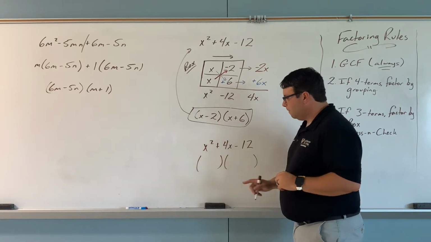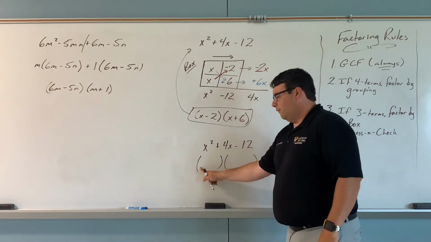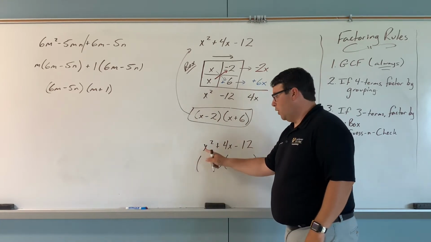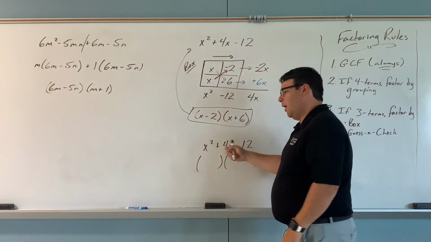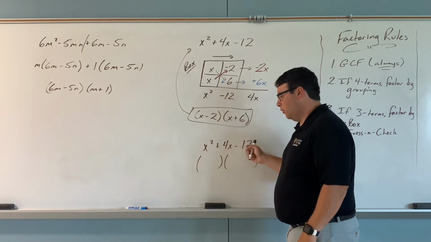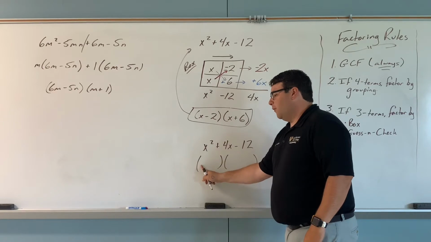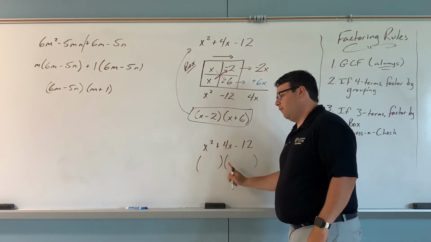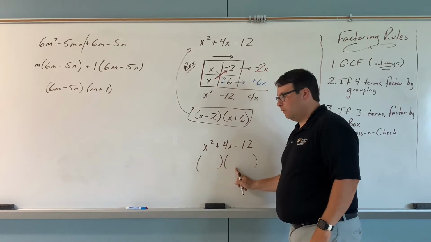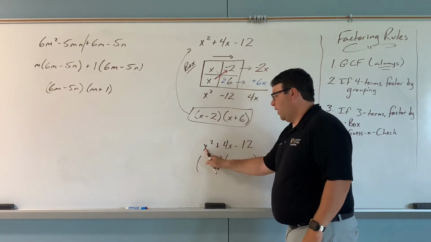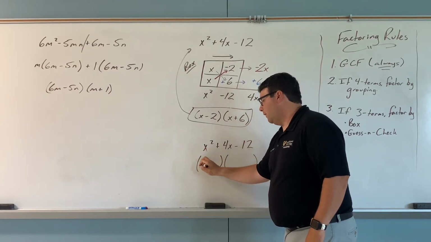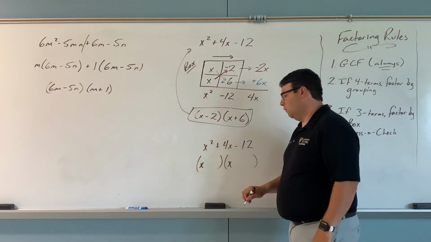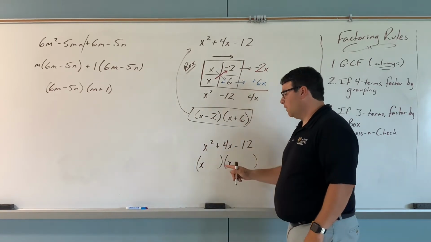Now, the question is, from the first term, while your trinomial is in descending order, which it is, you know that the first term here comes from the multiplication of the first terms of the binomials. So what times what gives you x squared? Well, that's x and x. So that definitely checks out.